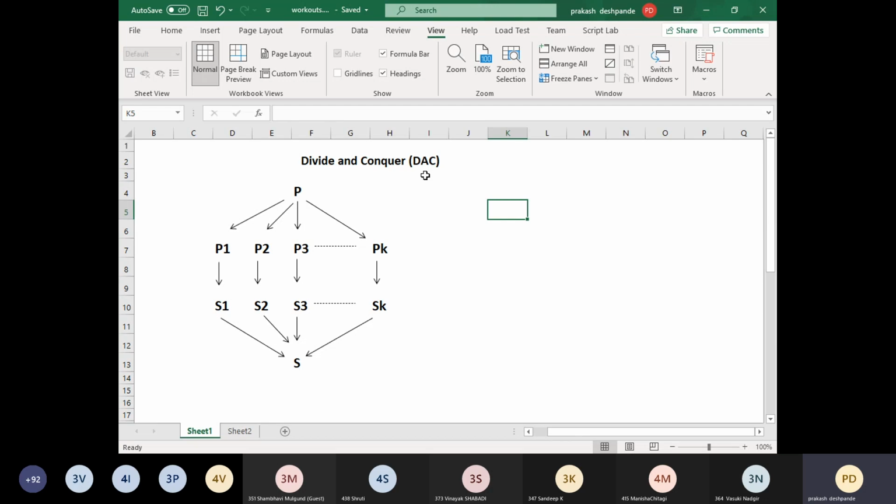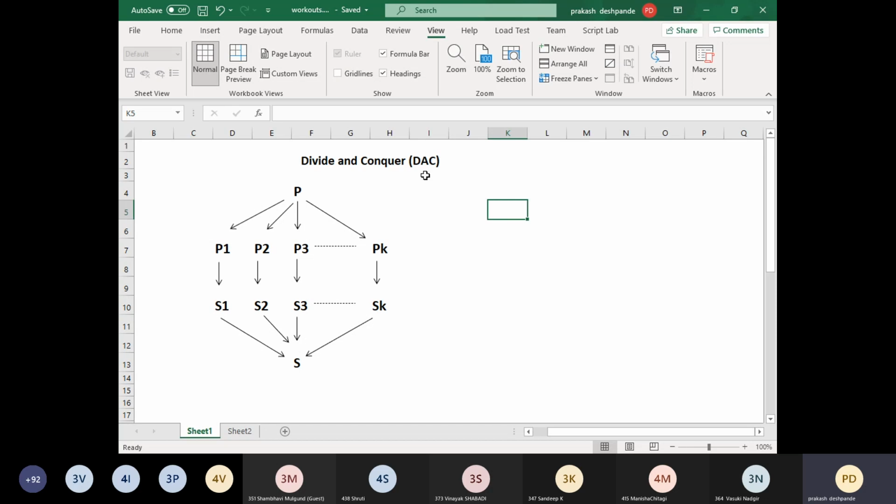Basically, this divide and conquer method is one of the techniques to write algorithms. We have seen in the first unit that we need to first devise the algorithm. So there are certain standard techniques or methodologies already available, and among them one of the most famous and simple techniques is what we call divide and conquer.